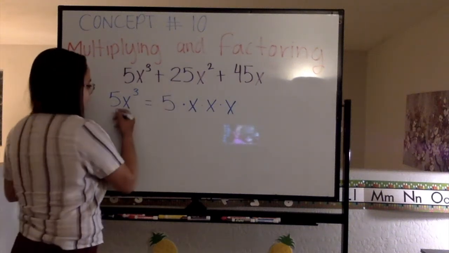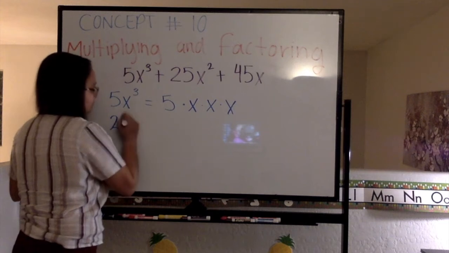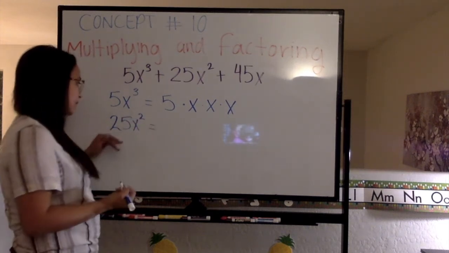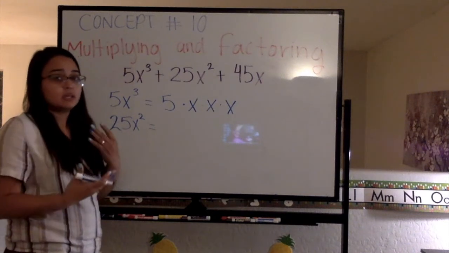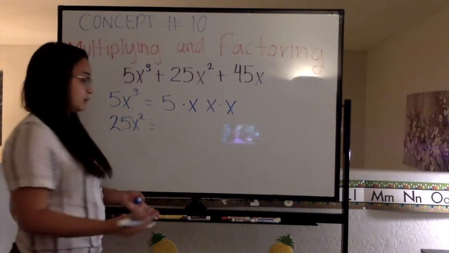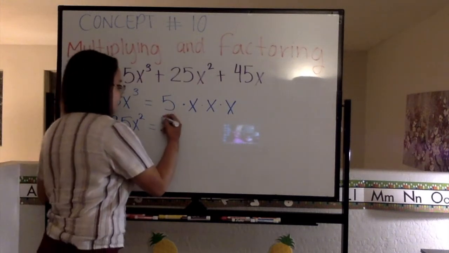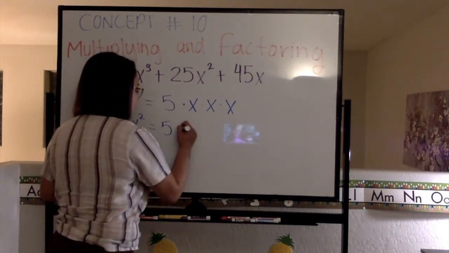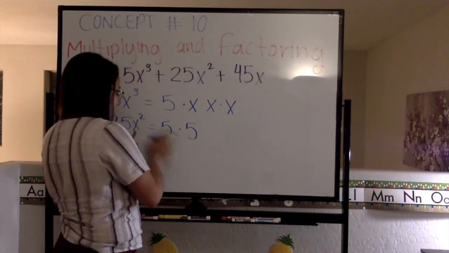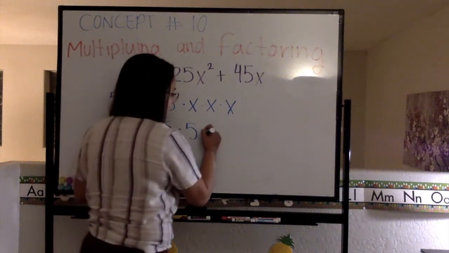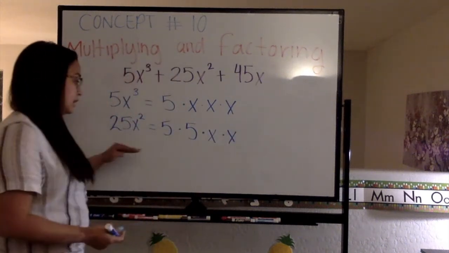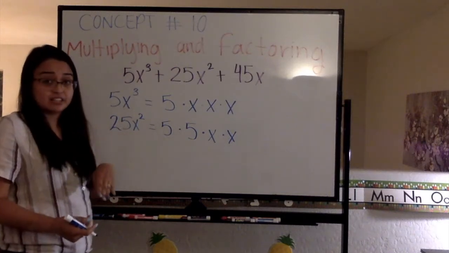Let's move on to our next monomial, 25x squared. Now, what times what equals 25? 5 times 5 equals 25. So, we'll break it down like this. 5 times 5, then we have 2 x's. So, x times x. This is this factored out.